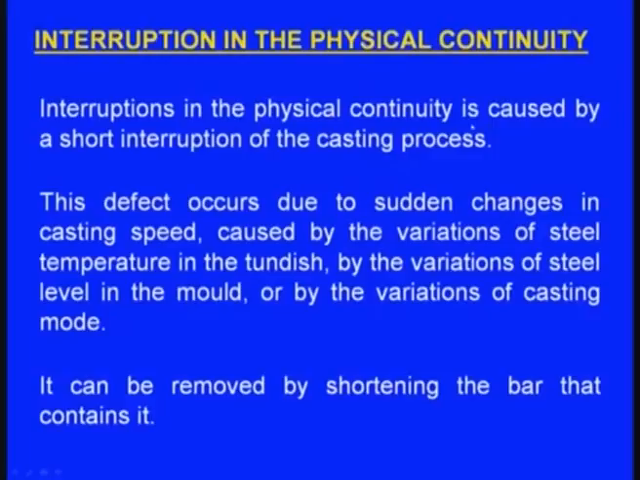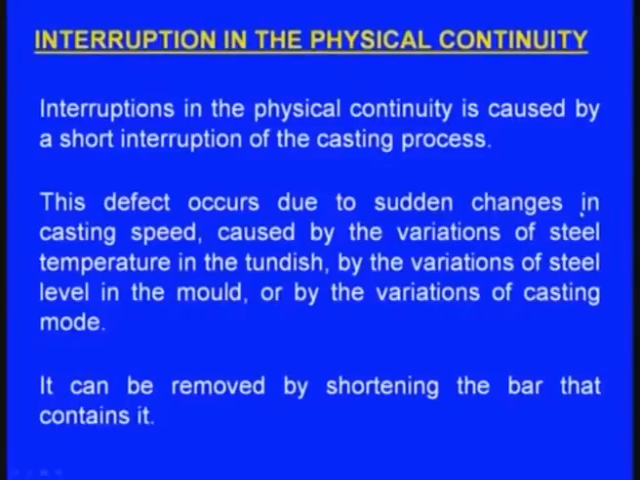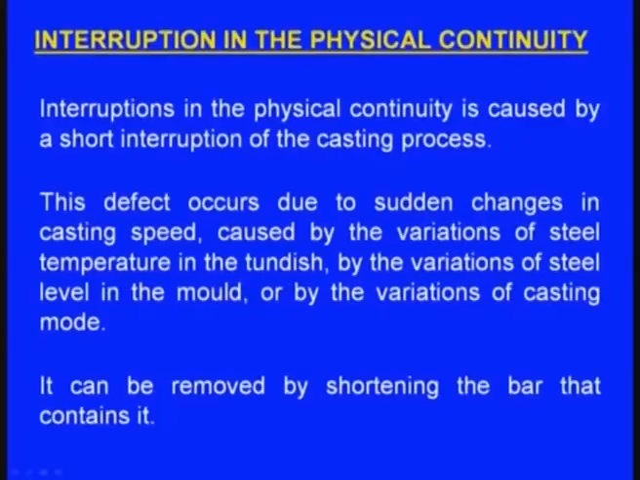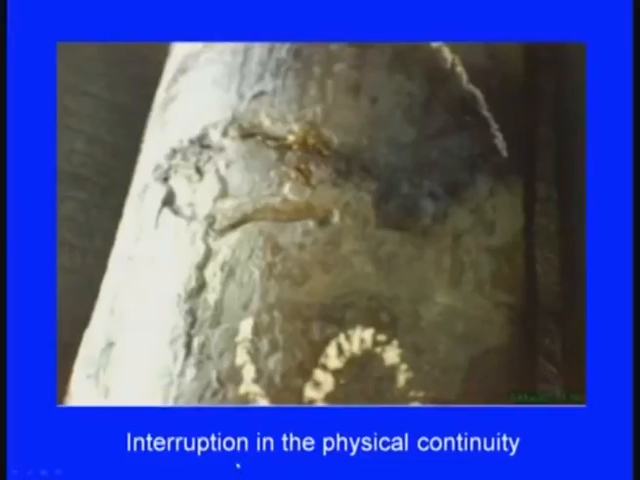So, this defect is caused by a short interruption of the casting process, and this defect occurs due to sudden changes in the casting speed caused by the variations of steel temperature in the tundish, by the variations of steel level in the mold, or by the variations of casting mode. It can be removed by shortening the bar that contains it. Yes, this is a physical interruption in the physical continuity. You can see here, this is the interruption.